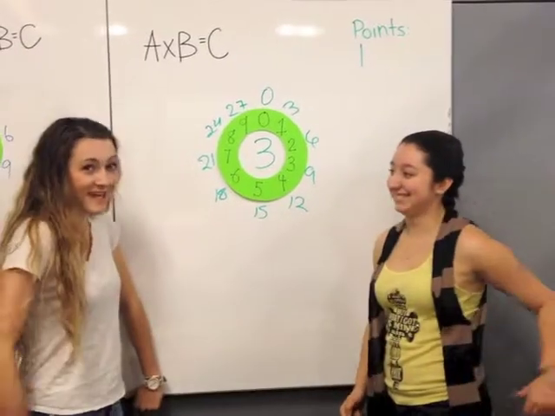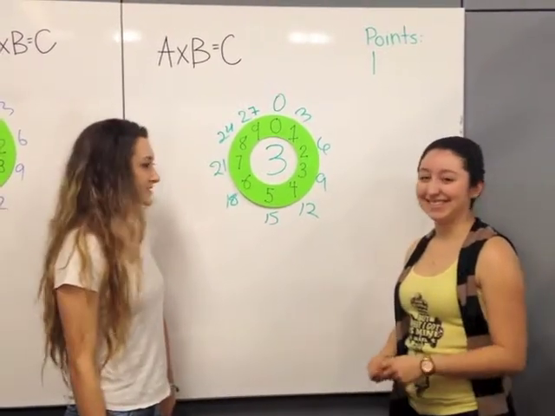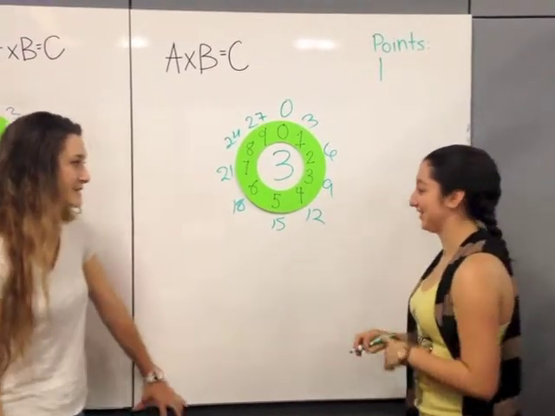Have you won that round? So now you get the bonus round with the associative property. We're going to do 3 times 2.